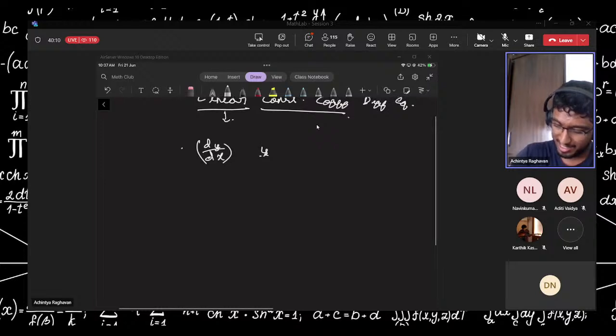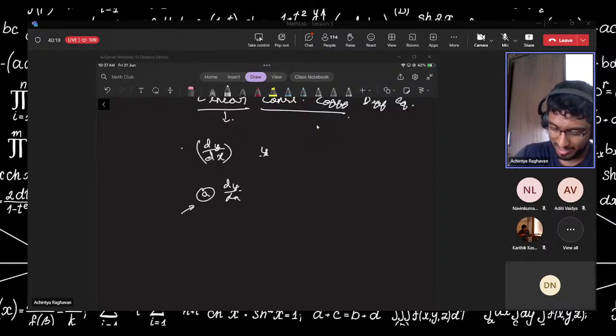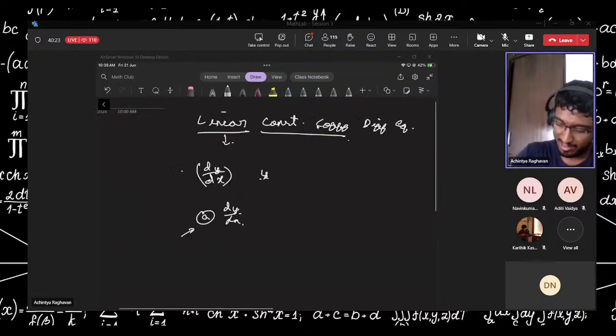And constant coefficient, well, the term is self-explanatory. Every derivative term has a coefficient, let's say a, and this is not a function of y or x. It's just independent. So that's what linear constant coefficient means.